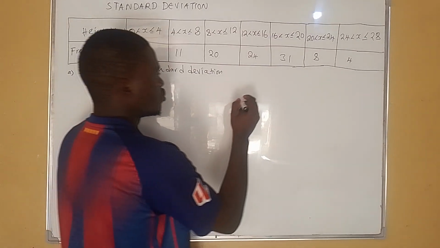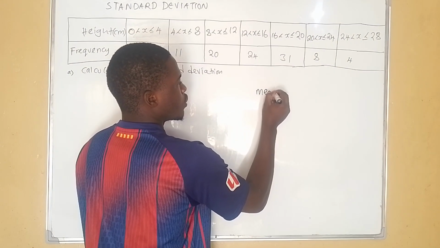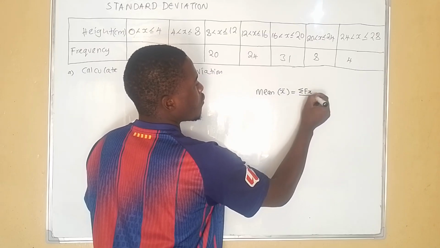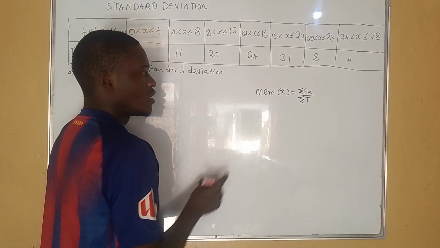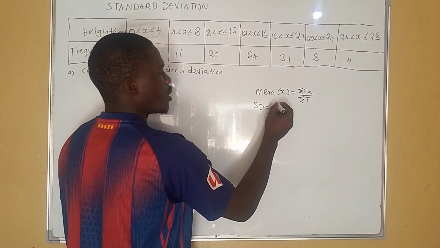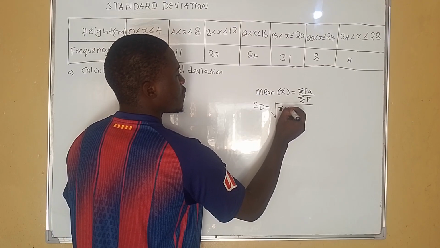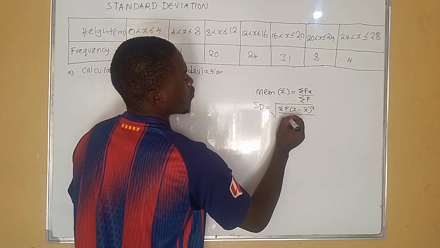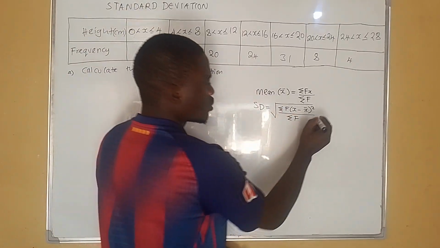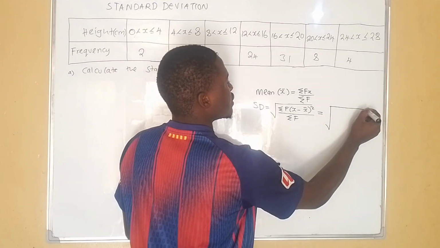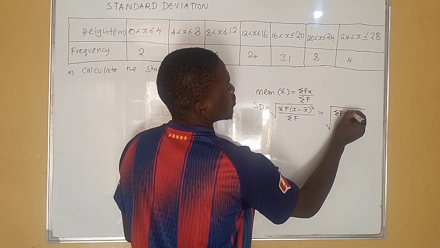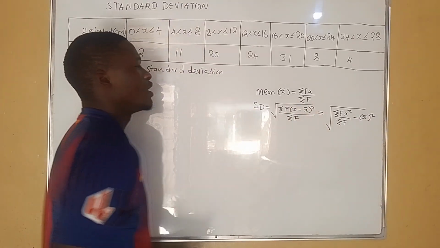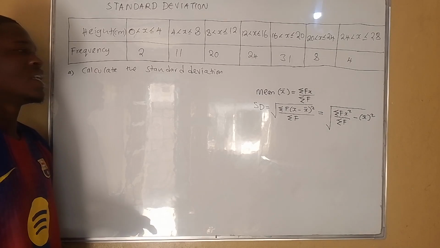The formulas that you are going to use are, for the mean, represented by x bar, the sum of fx over the sum of f. This is how you calculate the mean. And for the standard deviation we have two formulas. The first is the square root of the sum of f times (x minus the mean) squared over the sum of f. Even if you use the other formula, you must get the same answer. The other formula is the sum of f x squared over the sum of f, minus the mean squared. So either way, you must arrive at the same answer.